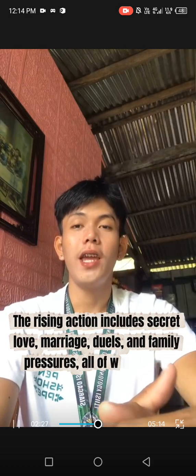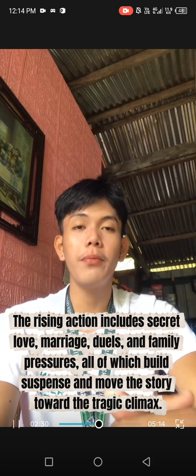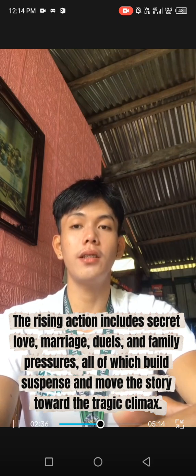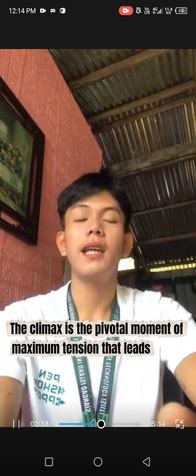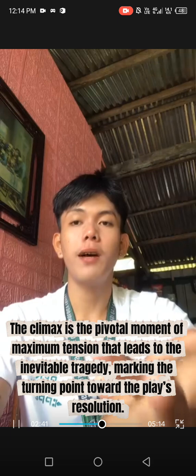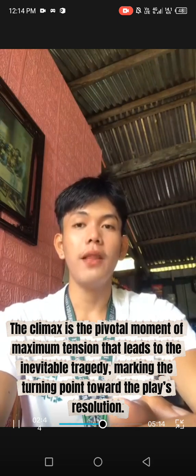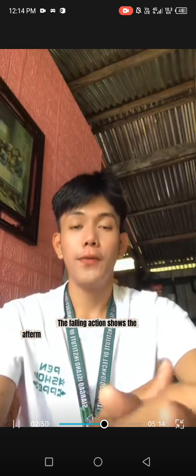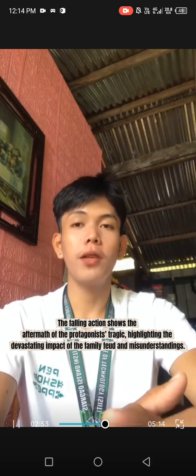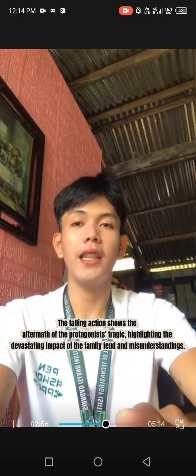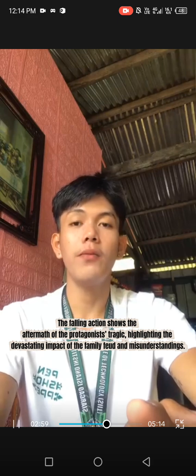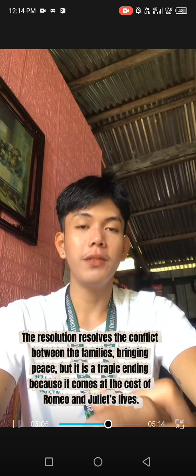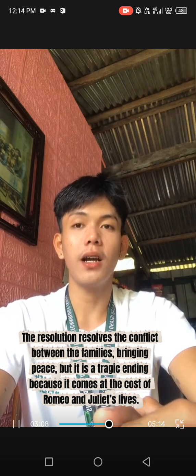Exposition sets up the feuding families, the city of Verona, and the young lovers. Rising action includes secret love, marriage, duels, and family pressures, all of which build suspense and move the story toward the tragic climax. Climax: the climax is the pivotal moment of maximum tension that leads to the inevitable tragedy, making it the turning point toward the play's resolution. Falling action shows the aftermath of the protagonists' choices, highlighting the devastating impact of the family feud and misunderstanding. Resolution: the conflict between the families is resolved, bringing peace, but with a tragic ending because it comes at the cost of Romeo and Juliet's lives.